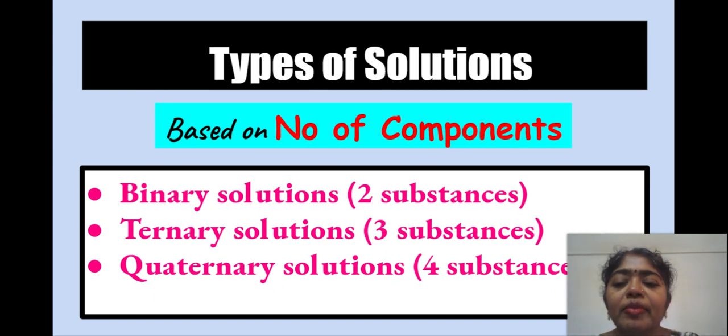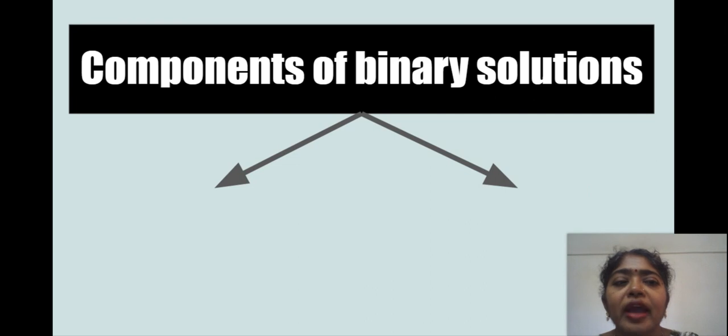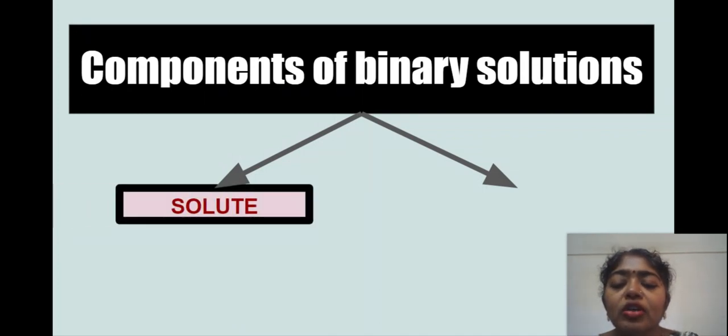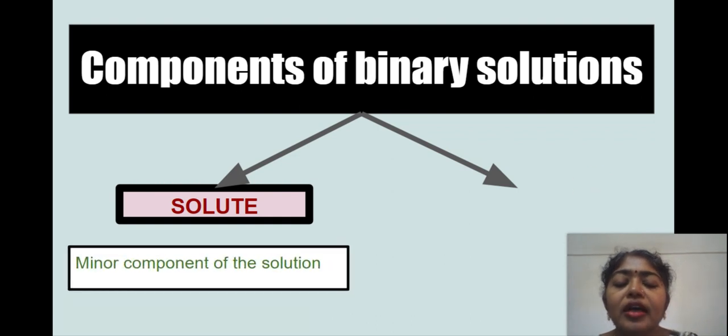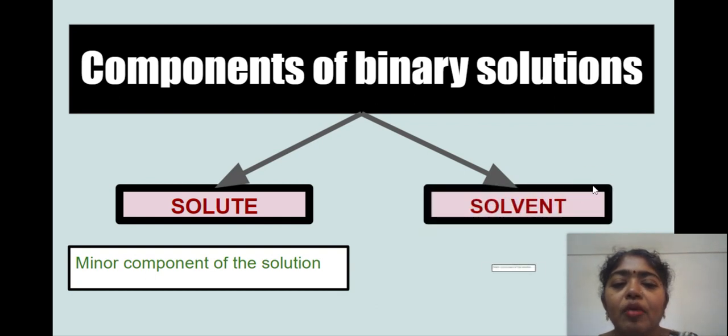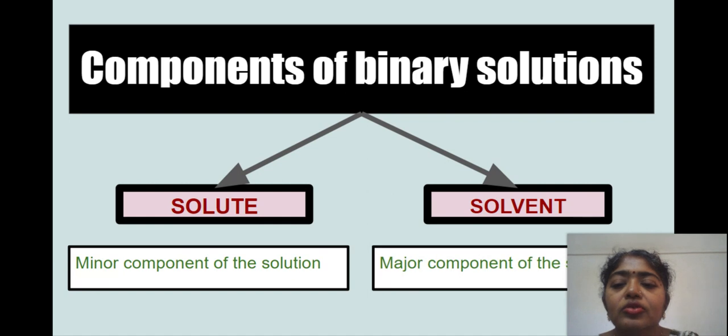Students, our focus will be mainly on binary solutions. So let us understand binary solutions in detail. We come to the components of a binary solution. As the name suggests, binary solutions are made up of just two components. One of them is called the solute. So what do you mean by solute? It is the minor component of the solution. And the other component is named the solvent, and solvent is nothing but the major component of the solution. So solute is the minor component of the solution and solvent is the major component of the solution.